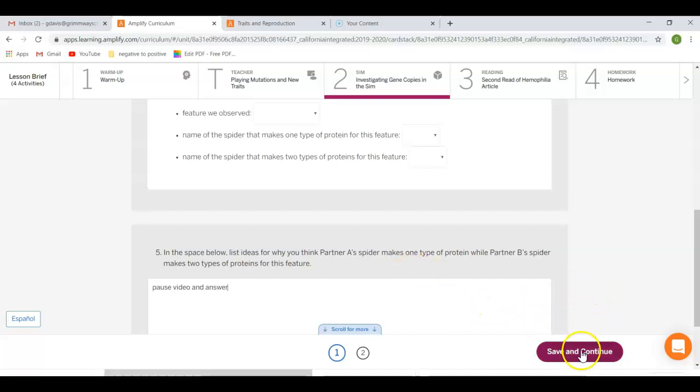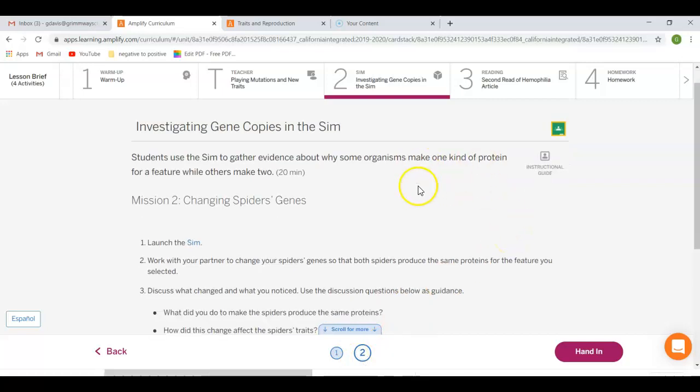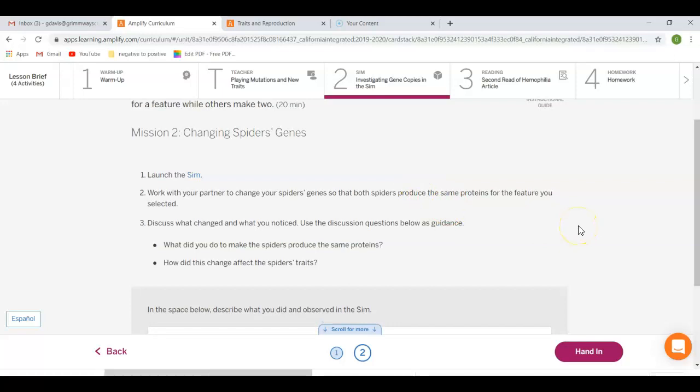Alright, make sure you hit save and continue, and it should take you to number 2. And so now we're going to look at this again. We're still working on the sim. Sorry guys, sometimes my notes are a little off because it's for partners, and I'm trying to make this as easy and not complicated, being that we don't have partners.